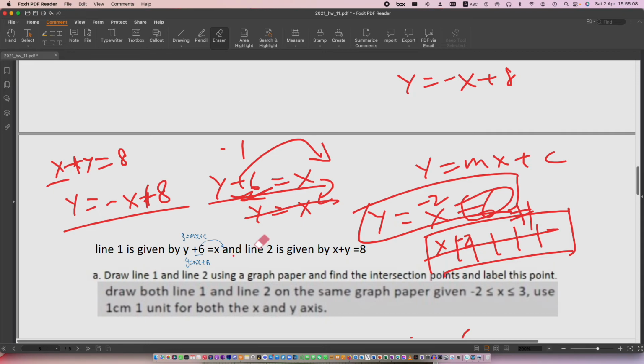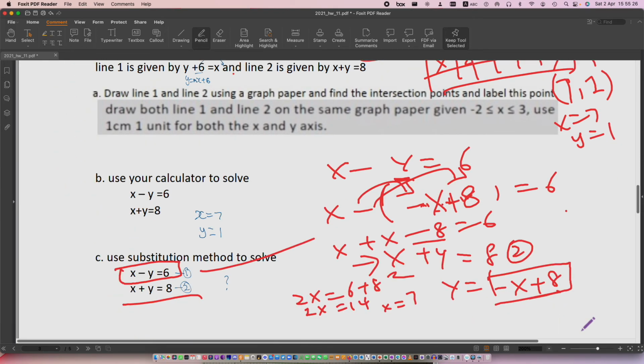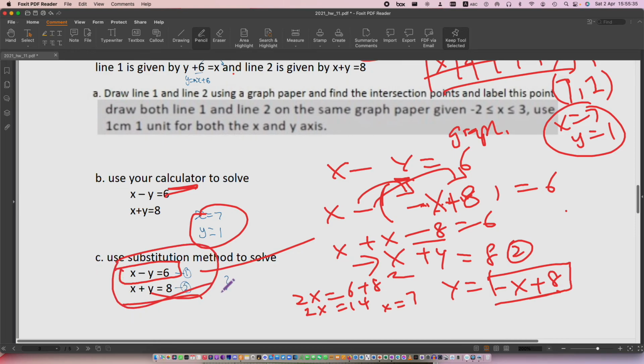So where is the intersection point? Here. Yeah. What's the point? 7 and 1. Yeah, good. If you draw the two lines correctly, you're supposed to get an intersection point 7 and 1. So x is equal to 7, y is equal to 1. Okay, good. So compared to your calculator, same answer. This is by graph, right? And this is by calculator, right? Yeah. Then this one, substitution?